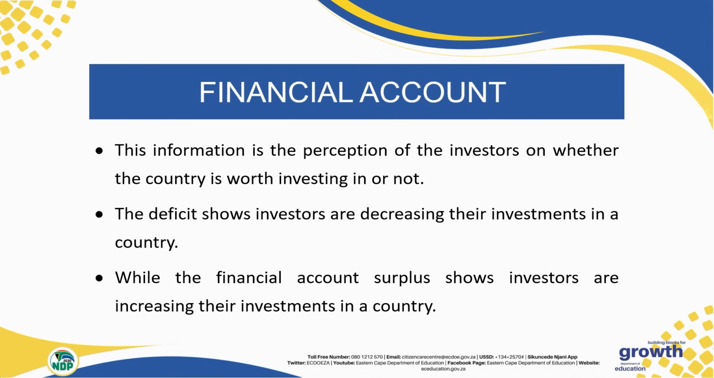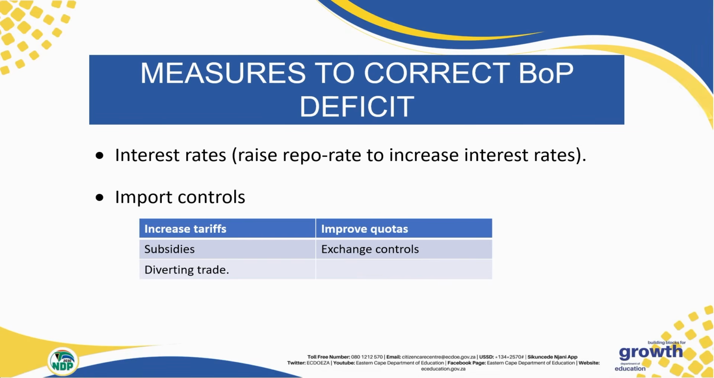If there is a deficit, it means investors are decreasing their investments in the country. That is why we need to rectify the deficit on the financial account. However, if we are having a surplus, it shows that South Africa is a desirable place for investment because the investors are increasing their level of investment within the borders of a country. So these are some of the concepts that one needs to take into consideration in trying to rectify the balance of payment deficit. These are the measures to correct that. The first one, the Reserve Bank can decide to use the interest rates.